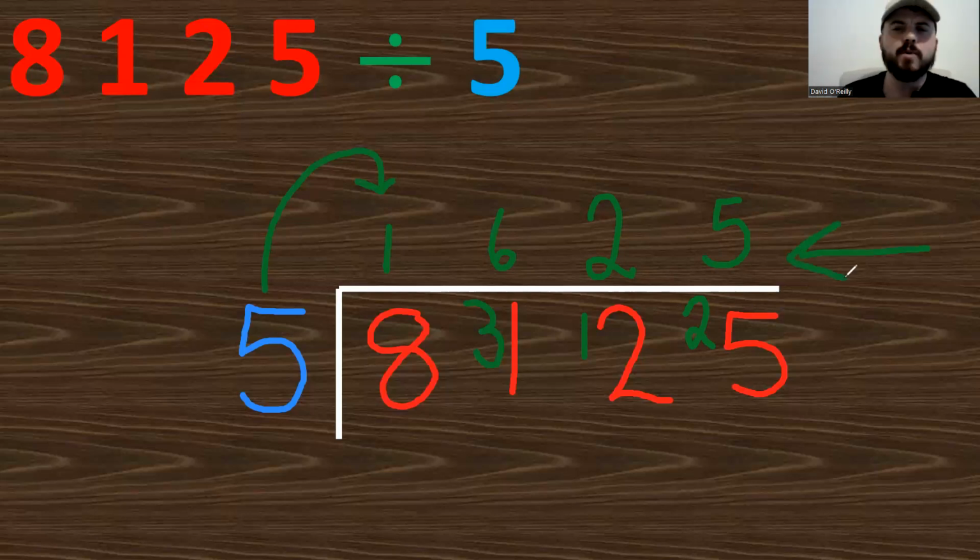So a tip, guys, when we're doing the bus stop method, make sure you give yourself good space between these numbers at the bottom, because if you don't, you won't leave a lot of room for your remainder.